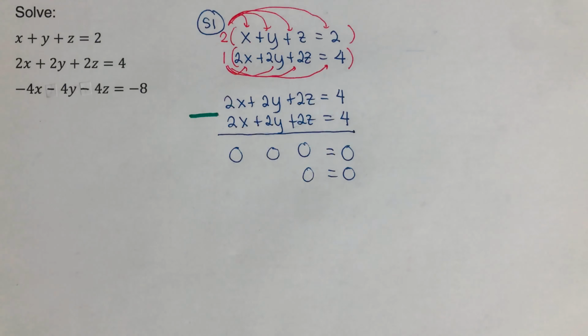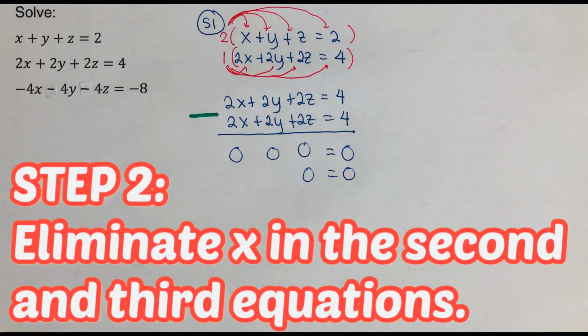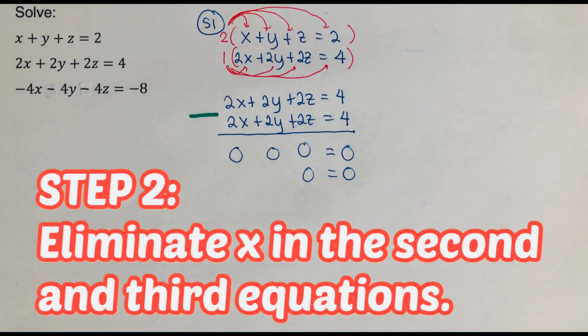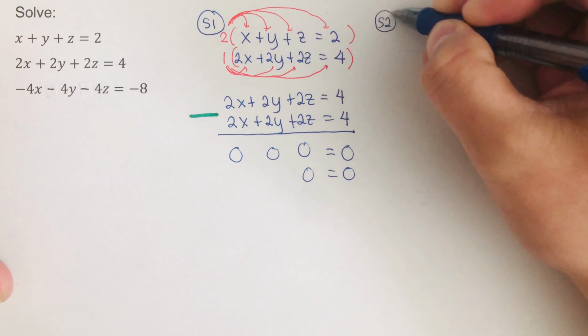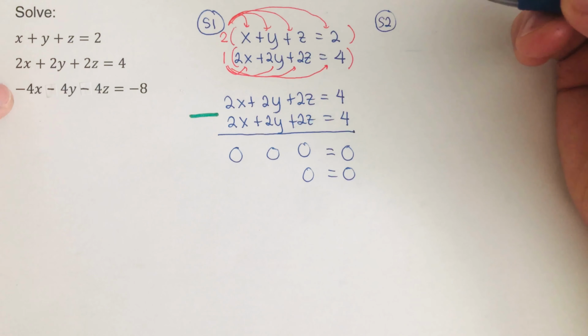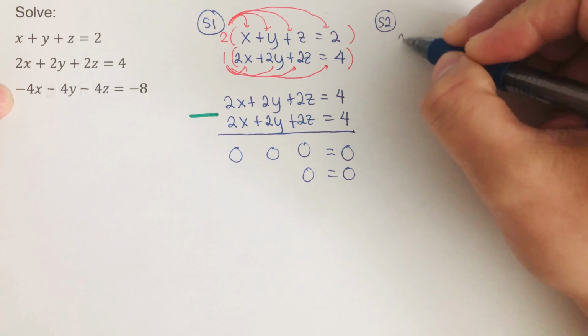Now, let's move on to the second step. The second step is to eliminate x in the second and third equation. So I'm just going to go ahead and write the second step right here, S2. So it's going to be the second and the third. So I will write that up here.